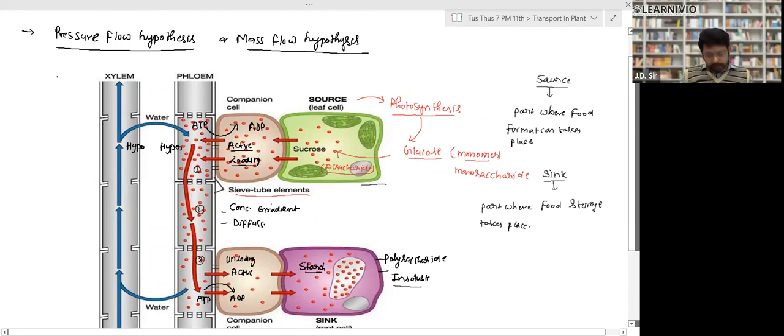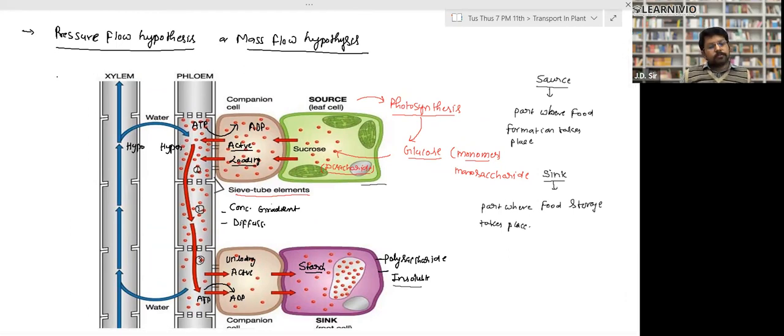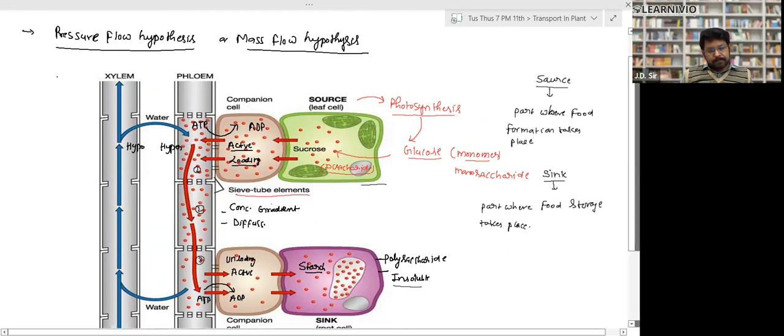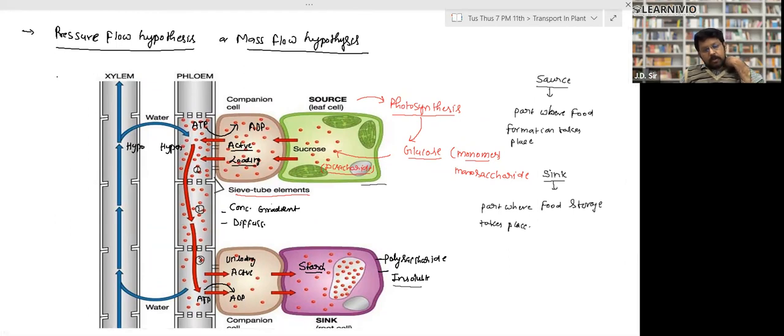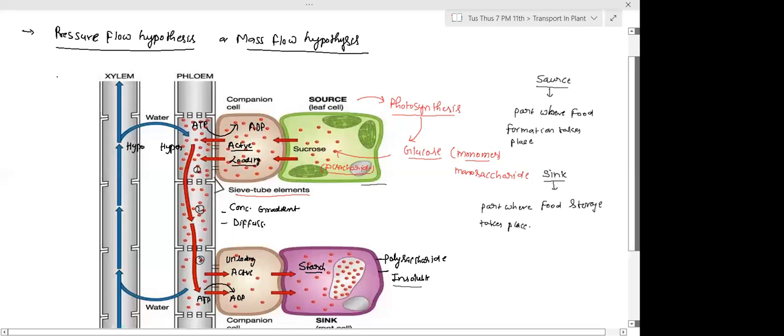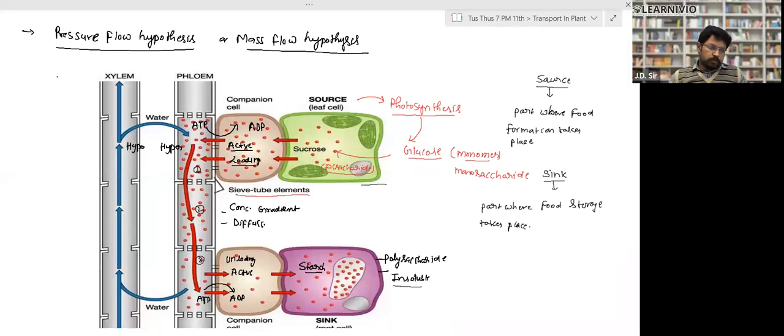Tell me, guys, is it clear or not? Transport of food. Tell me, all of you. Yes, sir. Shahid, Yusra is very prompt. She always responds. And Shafullah, Shahid, and Shoaib. Tell me, is it clear or not? If not, then where?